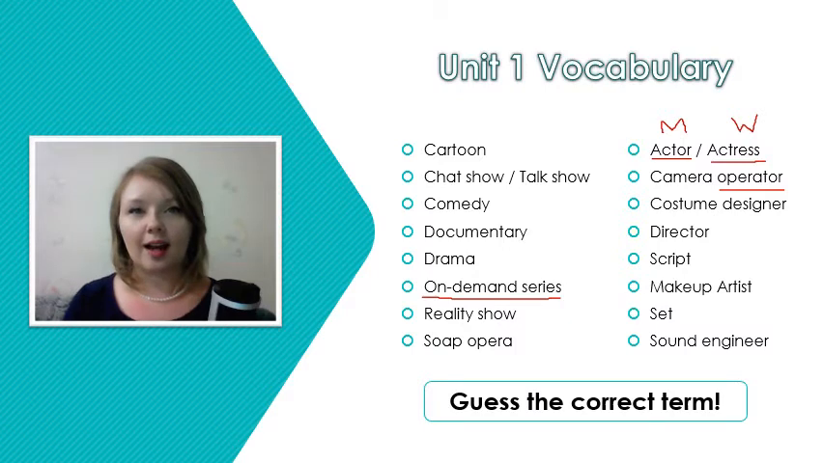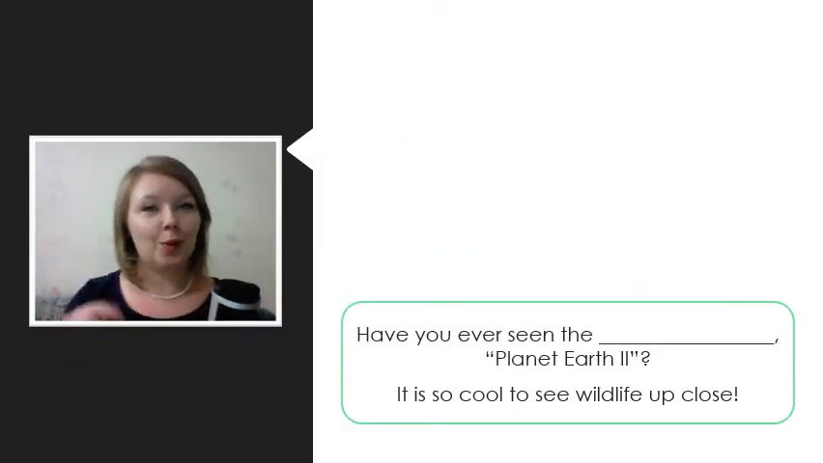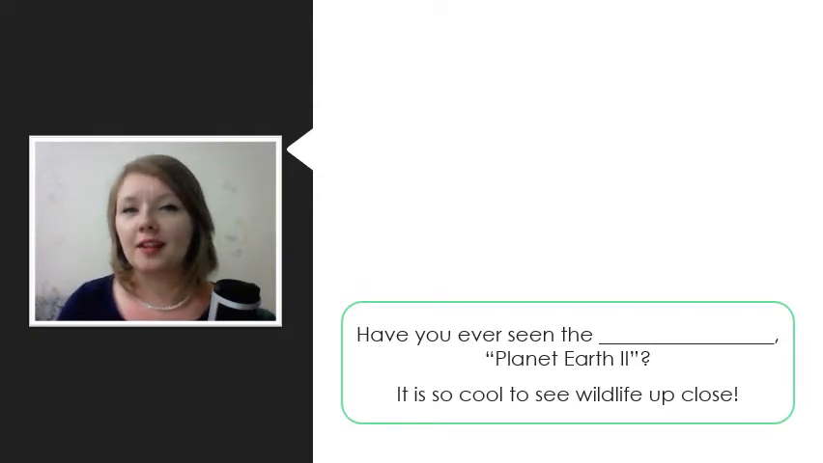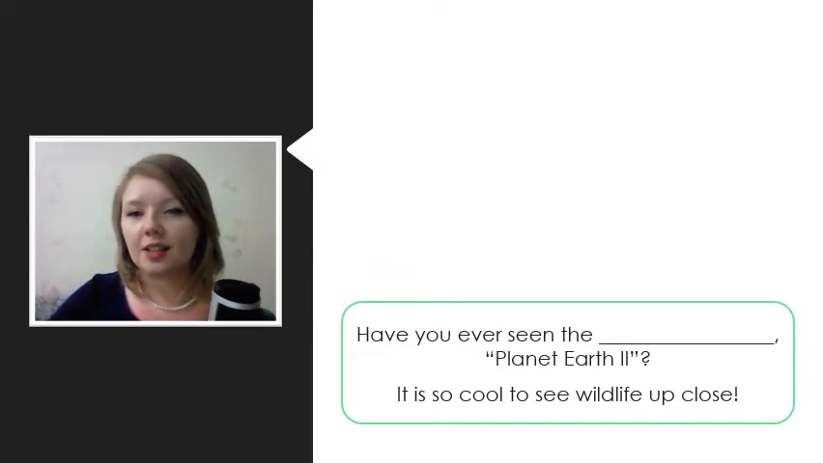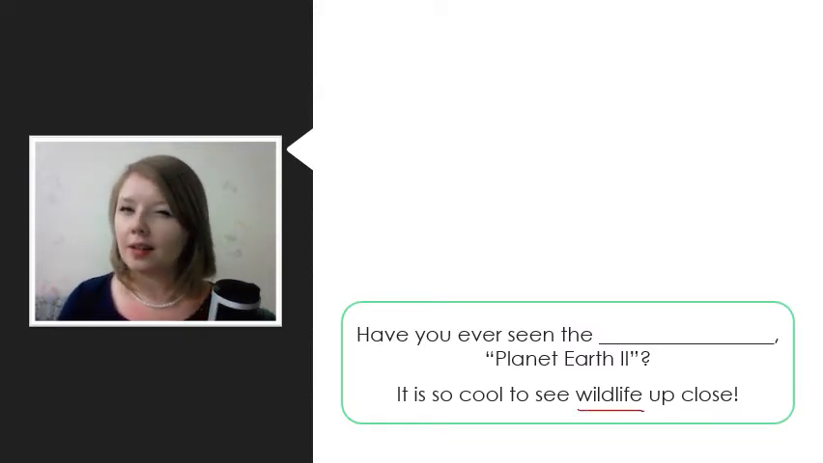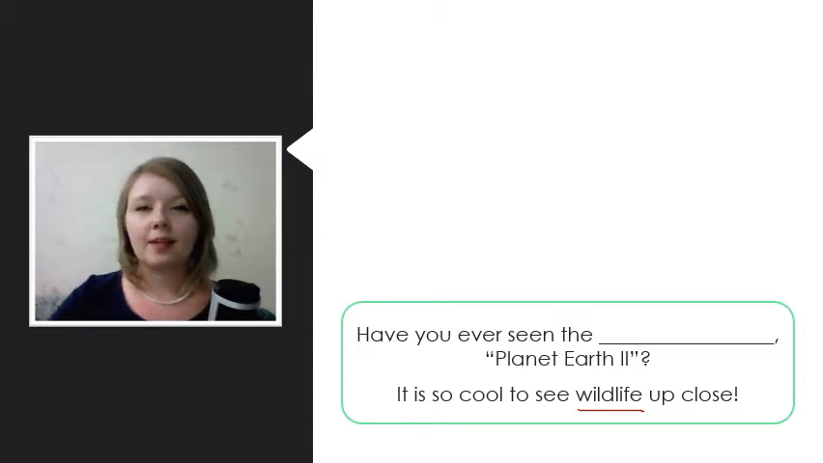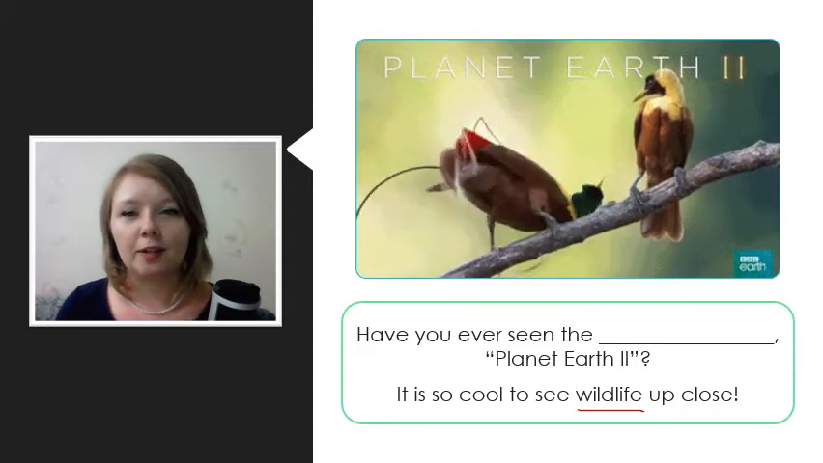So we're going to look at a sentence and a picture, and let's see if you can guess which vocabulary word goes in these sentences. Number 1. Have you ever seen the Planet Earth 2? It is so cool to see wildlife up close. So already we have a clue in this sentence that it's a show where you can see wildlife. What kind of show would that be? Let's see a picture and see if it helps you.